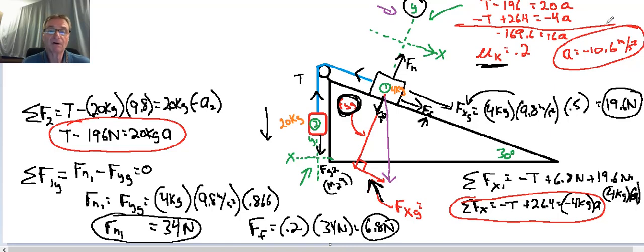All right, so that was a reasonably complicated problem because not only do we have two objects, but one of the objects was going down the ramp, so it's at an angle. We have to take our coordinate system and convert it. But if you follow the steps, you should be able to do these problems.